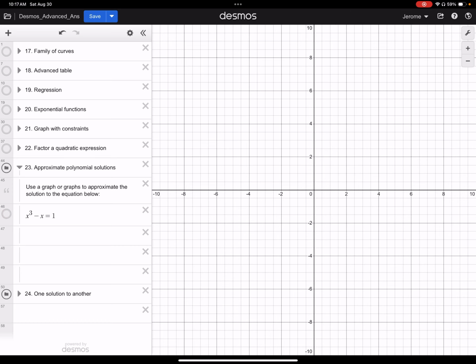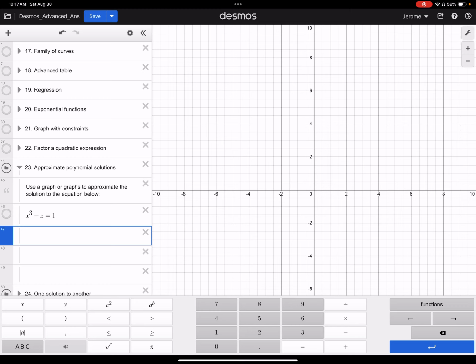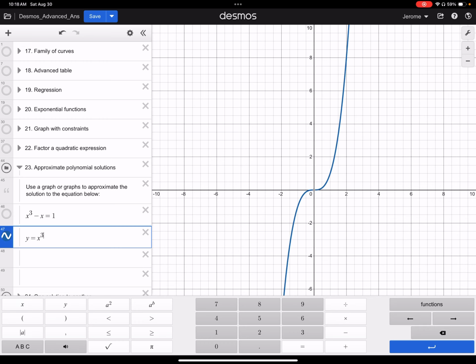I'm going to turn this graph off, and I'm going to do this as a system of equations. The system of equations is basically going to be the left side and the right side of the equation, formatted as 2 separate equations, and we're going to find where they intersect. Watch. So on this next line, I'm going to type in y is equal to, now it's the left side of the original equation, which is x cubed minus x. So x to the 3rd power, arrow out of that, and then minus x.